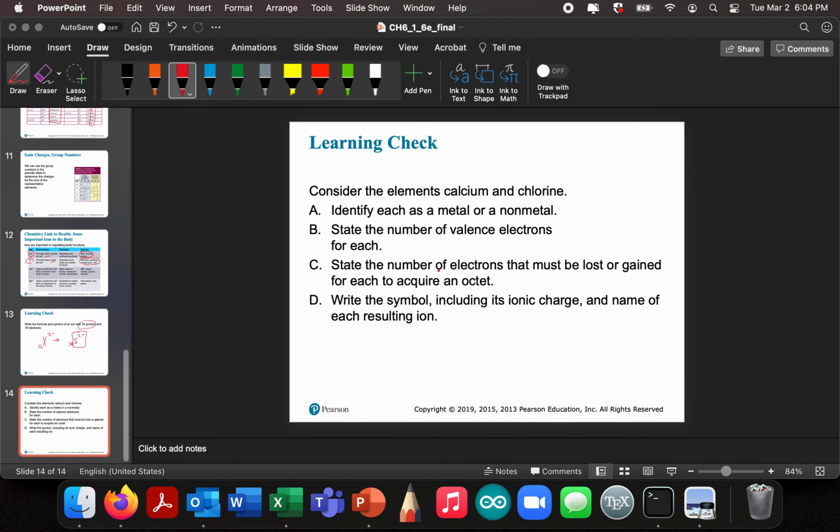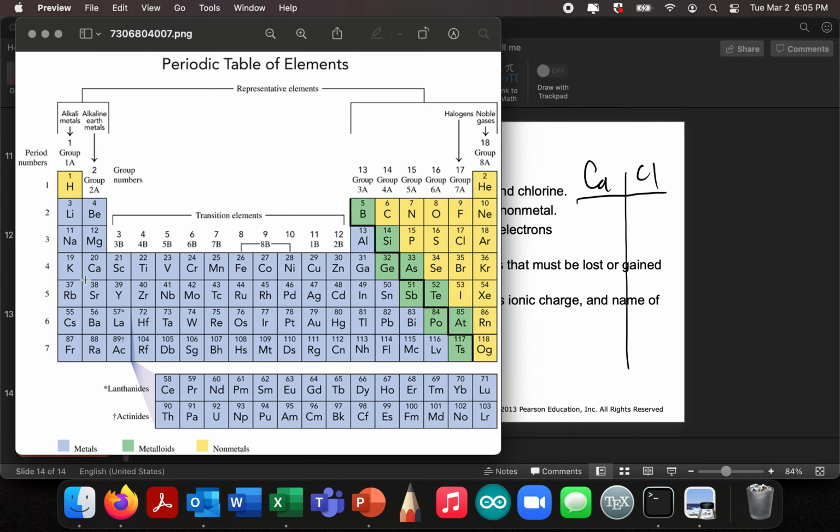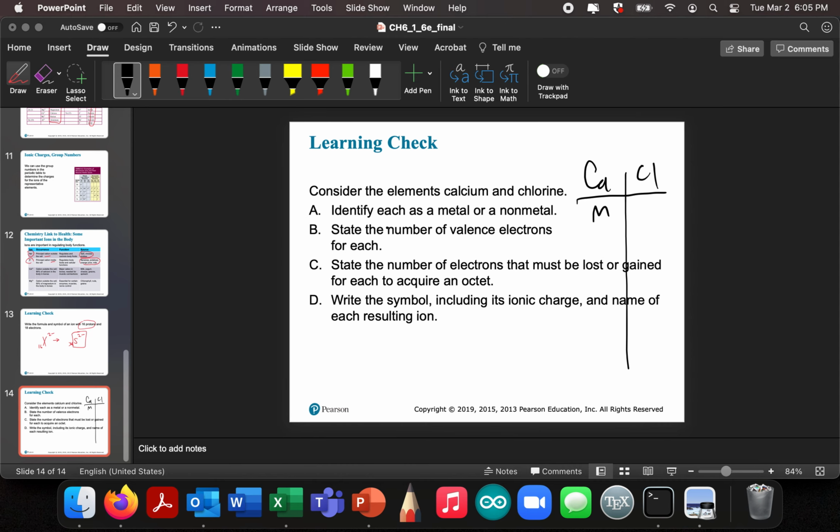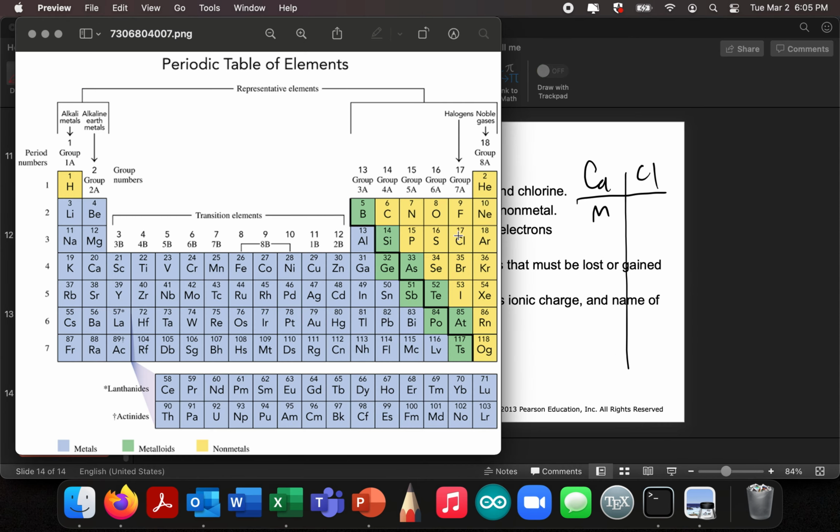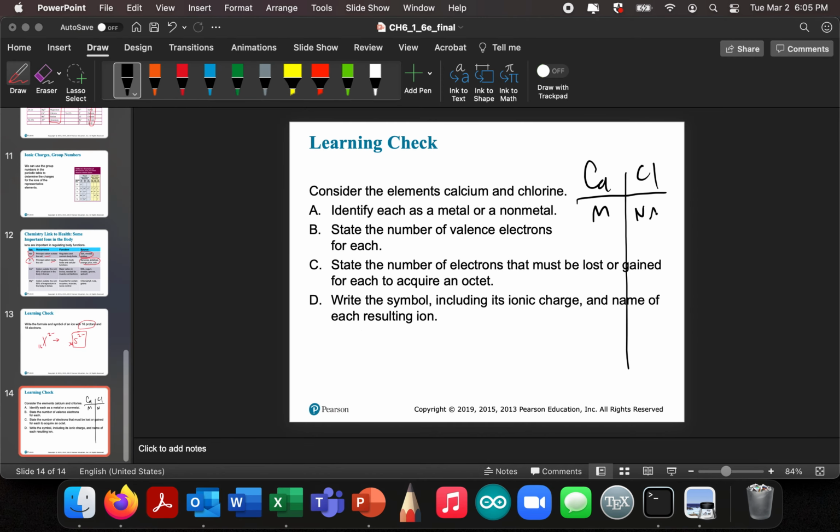Okay, let's do the same thing here. Please pause the video and answer these 4 questions, A through D, and then compare your answers to mine. Okay, so let's suppose you had your chance to do that. Let's identify both calcium and chlorine as either a metal or a non-metal. Calcium is right here. You see it's in the blue range. That's a metal. And chlorine is a non-metal. It's yellow, right? So I'm going to say non-metal.